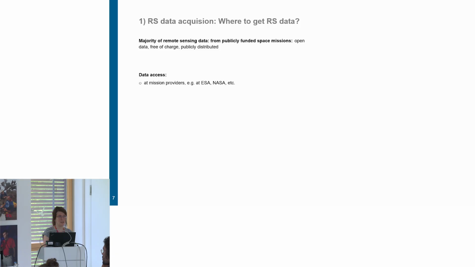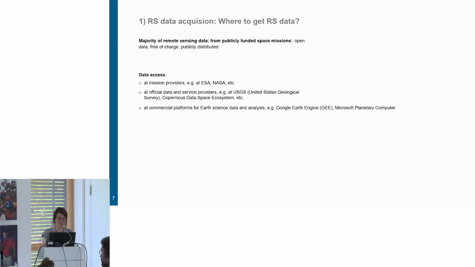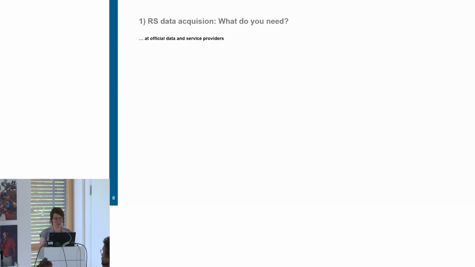For instance, as mission providers, as I said before, ESA or NASA, as an example, are official data and service providers. One example would be in the US, USGS, or in Europe, the Copernicus Data Space Ecosystem. That's basically what I focused on. But you can also go for commercial platforms for Earth science. Famous examples are Google Earth Engine, and one I learned about the day before, the Microsoft Planetary Computer, which, as I figured, I'm really new to this, is a bit the same in its functionalities as Google Earth Engine. Okay, as I said, we focus on official data and service providers.